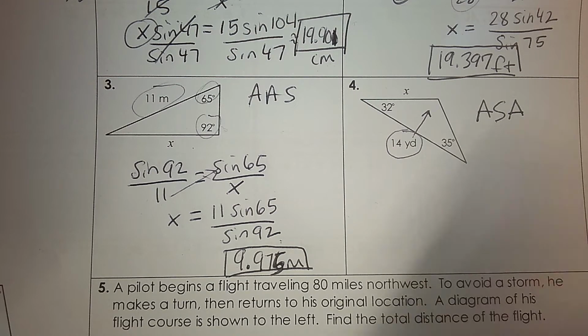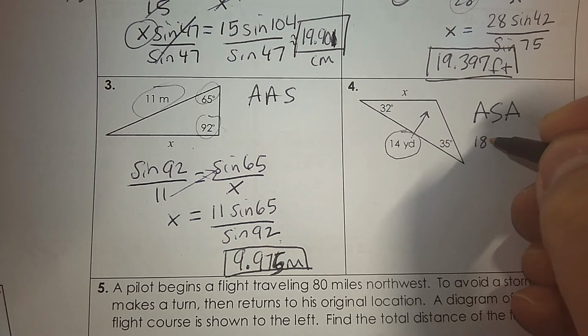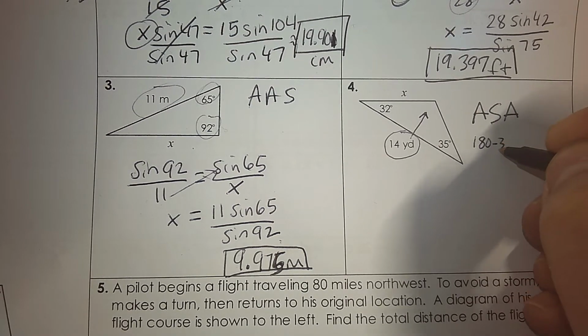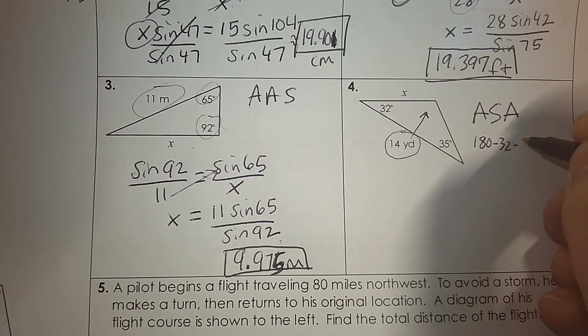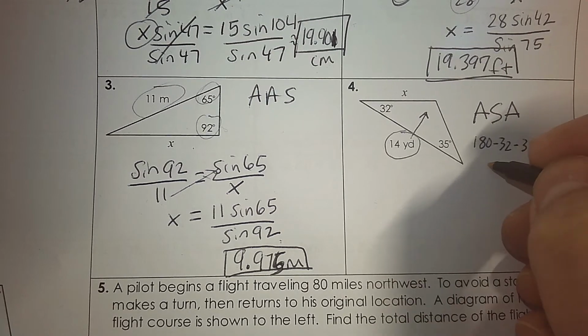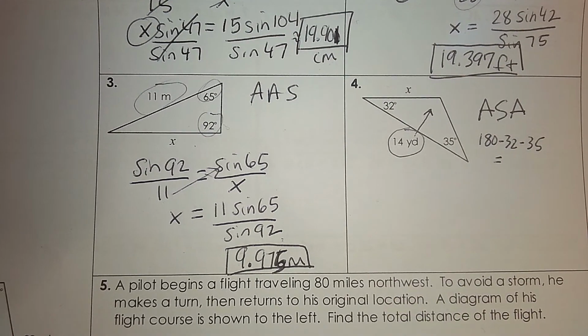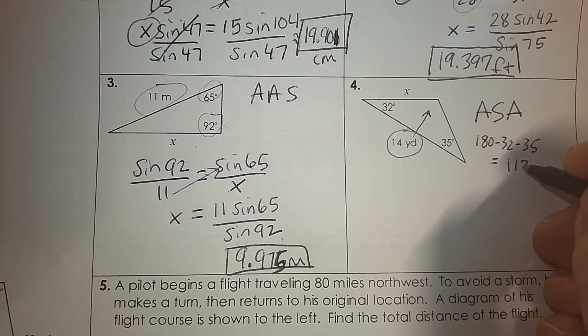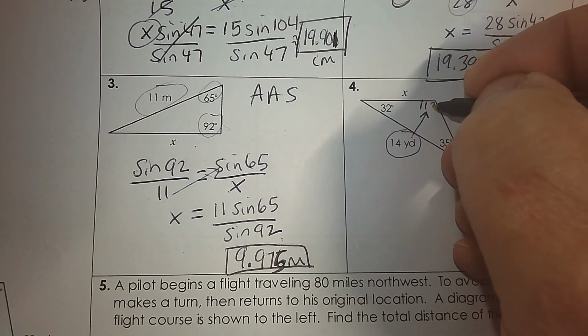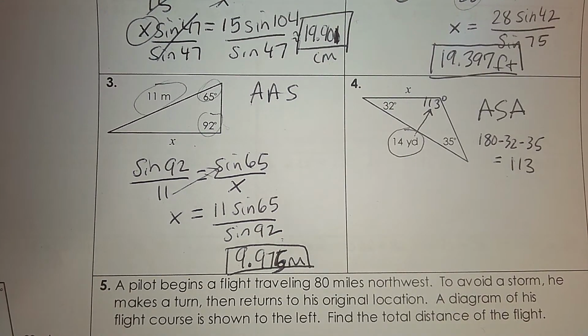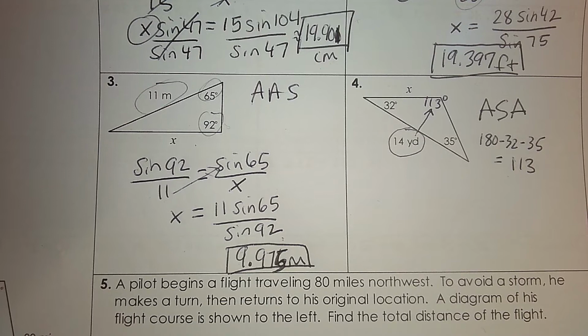And again, what would you do? 180 take away 32 take away 35. What answer do you get? 113. Next, set up the proportion now to solve for the missing length.